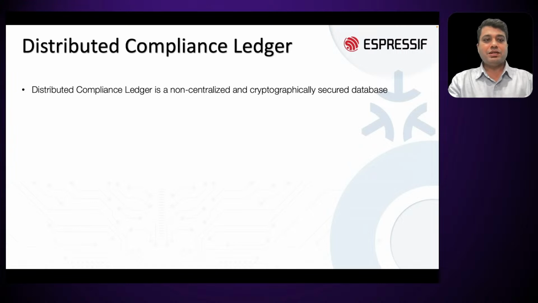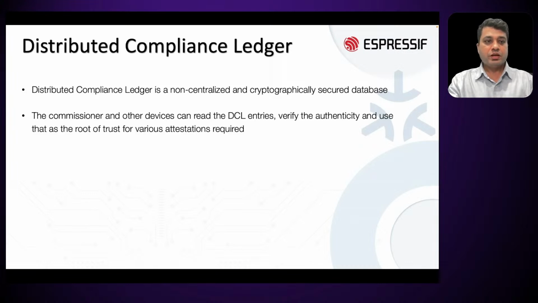Now, DCL is a non-centralized, that is distributed, and cryptographically secure database. So you can assume that it is not at a central place, and it can be fully verifiable, and no unauthorized entities can make any changes to this Distributed Compliance Ledger. The commissioner and other devices can read these DCL entries, and then they can verify the authenticity and use this DCL as a root of trust for the various attestation requirements that we talked about in the last slide.